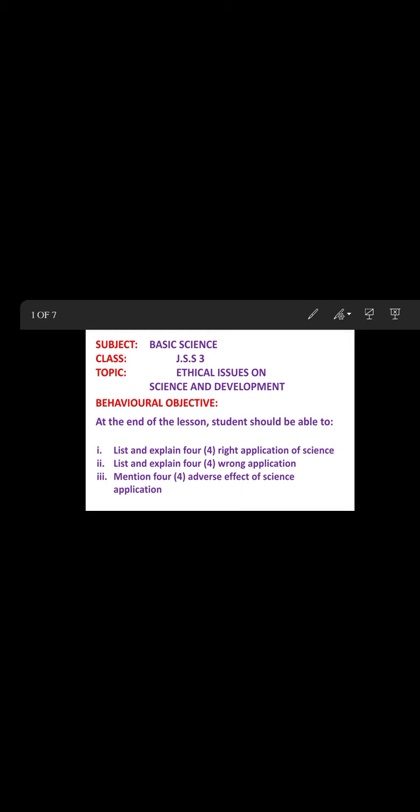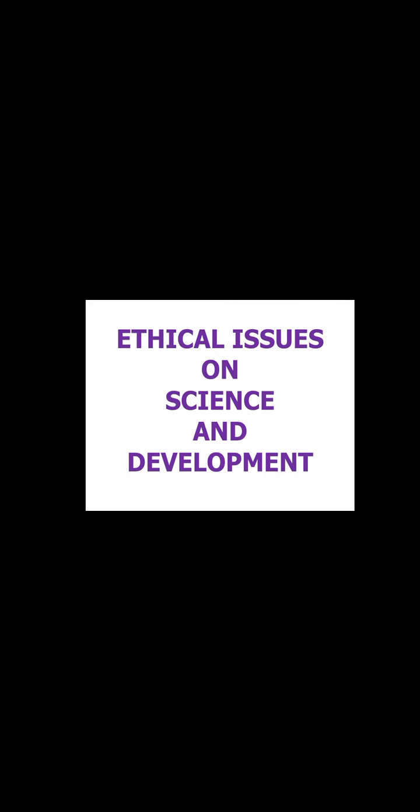Alright, today we'll talk about ethical issues on science and development. Our objective at the end of the lesson is that students should be able to: 1. List and explain 4 right applications of science. 2. List and explain 4 wrong applications. And the third point, mention 4 adverse effects of science application. Ethical issues on science and development is the topic.